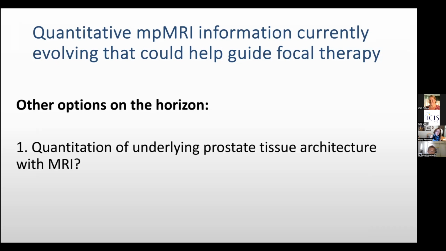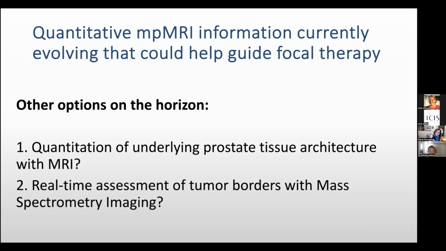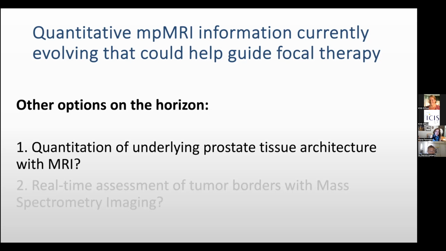One is these new sequences that are out there, looking at the tissue architecture with MRI. Another one is MR-based or mass spectrometry correlation. First of all, I'm going to talk about these new sequences that actually try to look at the architecture of the underlying tissue. That's actually quite possible with MRI. It's not your average sequence, but that's what people are trying to investigate.